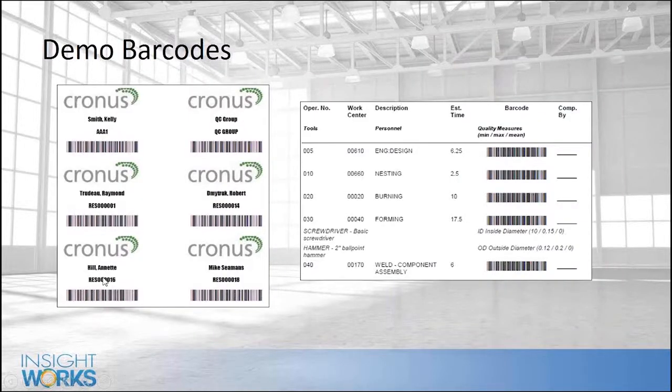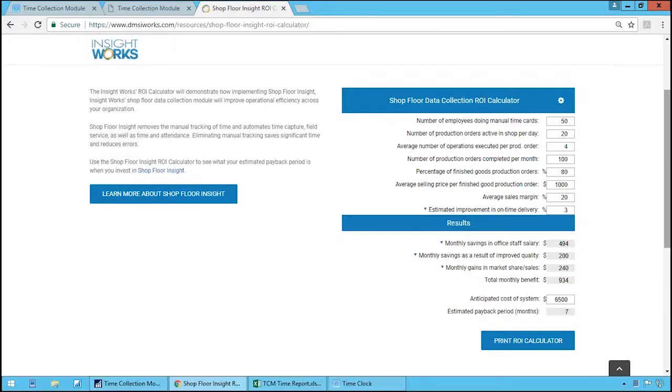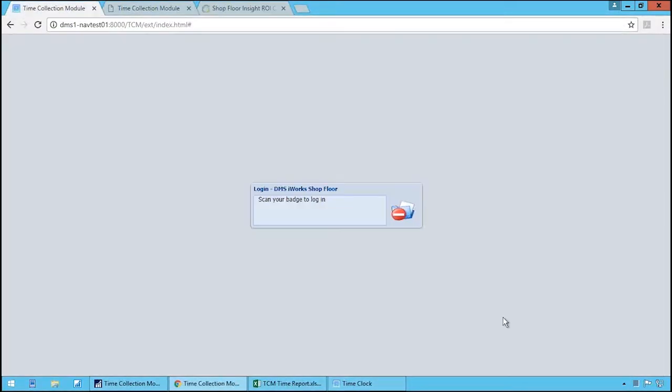So this is a badge report that prints out of NAV to allow people to scan. The typical approach is I scan my badge to identify myself, and then I'll scan an operation or a job task or a job planning line or an asset or whatever I'm doing to actually start tracking time against that specific activity. These are similar to the things I'm going to be using in the demo. So without any further ado, let's jump into the demo.